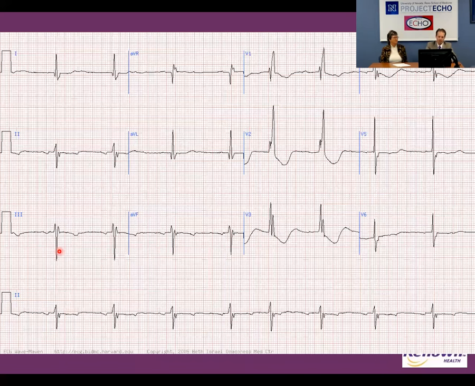Okay, so now this rhythm looks initially like it could be sinus. The rate is bradycardic. There's 1, 2, 3, 4, 5, 6, 7, 8 QRS complexes times 6 is 48. So it's not a tachycardia in the ventricular rate. And the R to R interval looks regular until you get to this R to R interval, which is a bit shorter.